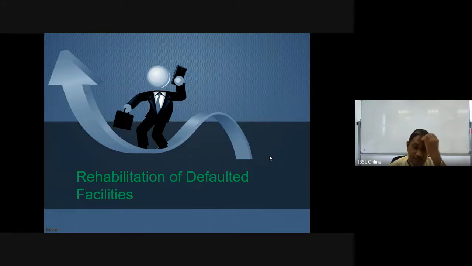The first one we are going to discuss is rehabilitation of the defaulted facilities. What is rehabilitation? How to do rehabilitation? What are the basics of doing rehabilitation?